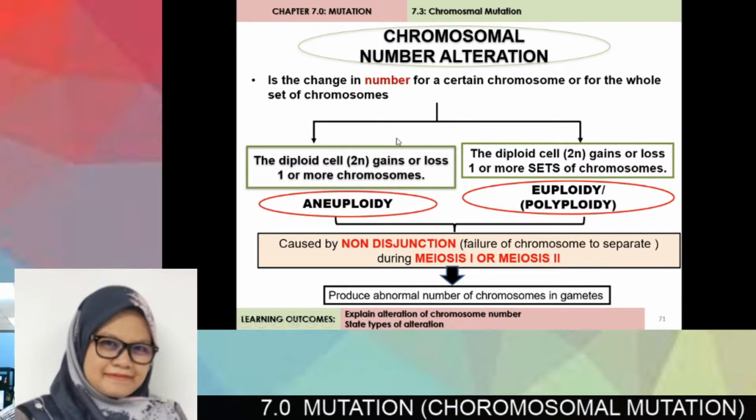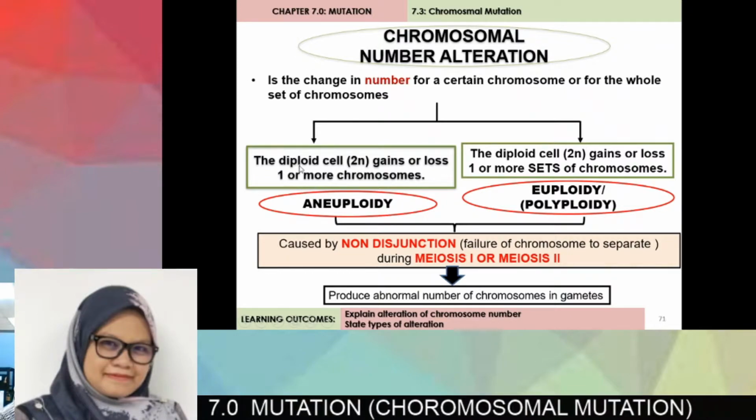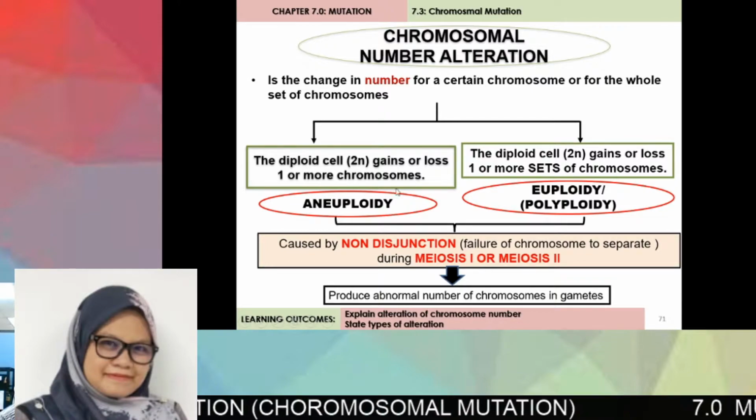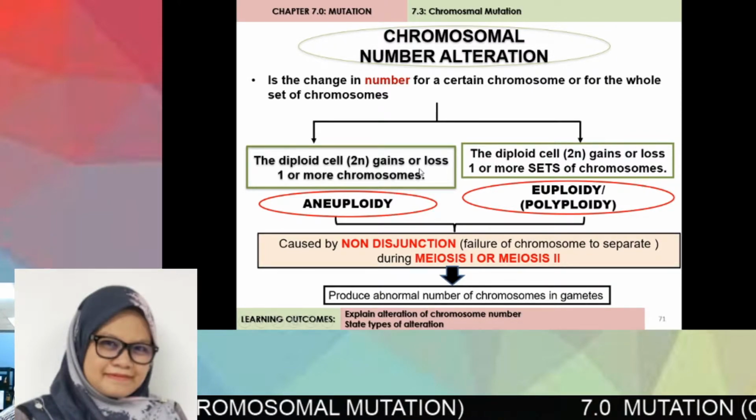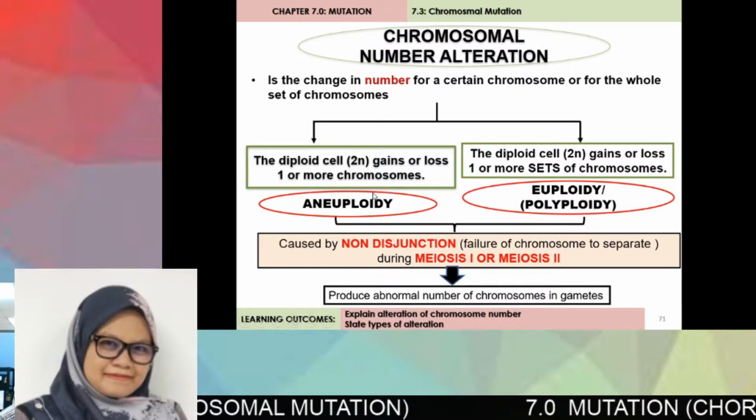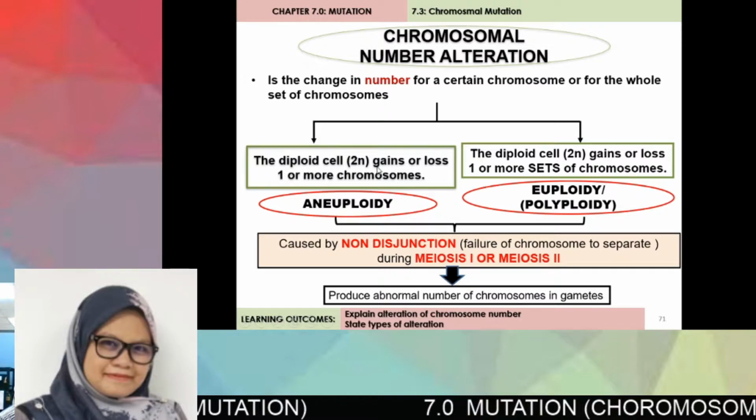Okay, so first is aneuploidy. What is meant by aneuploidy? Gain or loss of one or more chromosomes. The diploid cell gains or loses one or more chromosomes.